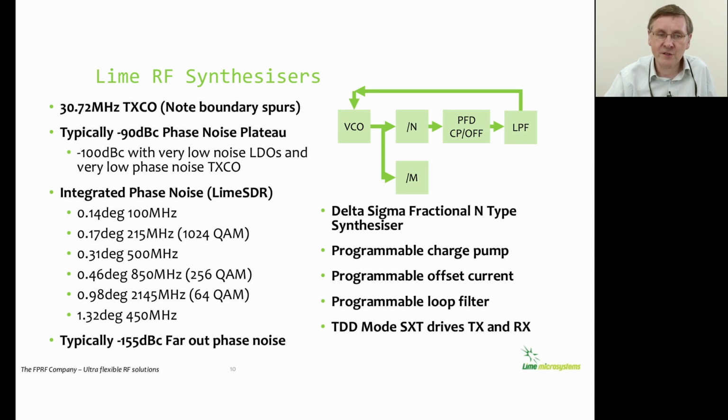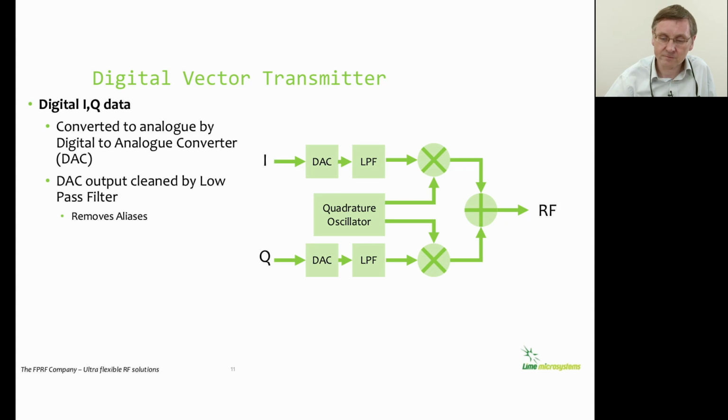Typically, we would use a 30.72 MHz crystal oscillator as a reference, and we would achieve something like a -90 dBc phase noise plateau. That corresponds to an integrated phase noise of about 0.5 degree at 800 MHz and about 1 degree at 2 gigahertz, which is fine for 64 QAM. Typically, we would have something like -155 dBc far-out phase noise.